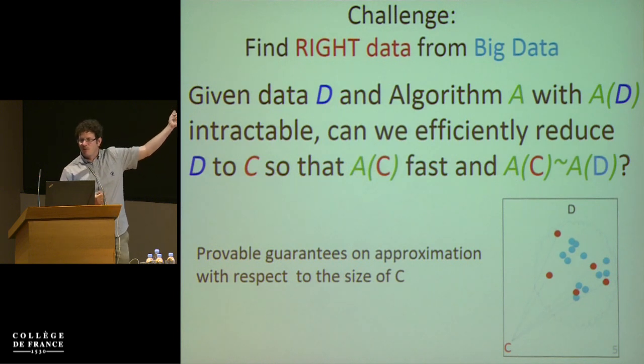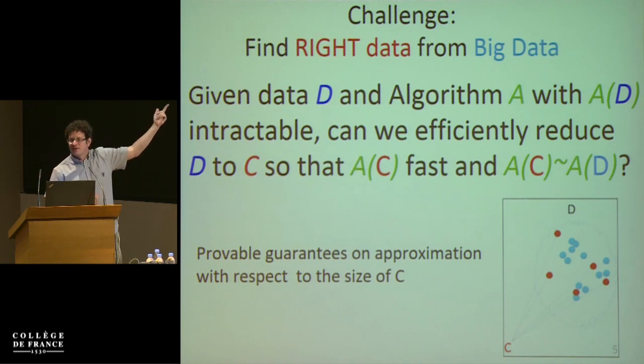Is this a subset of points? What kind of subset? Bits, shapes, other things? And what does this approximation mean? And how small is C? Can we actually construct such a C?